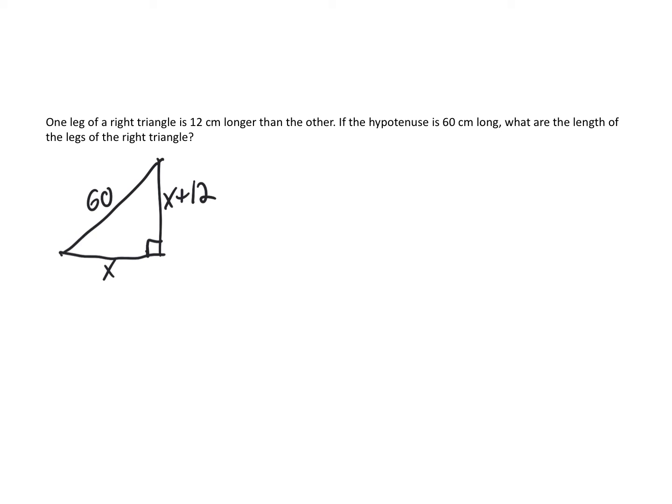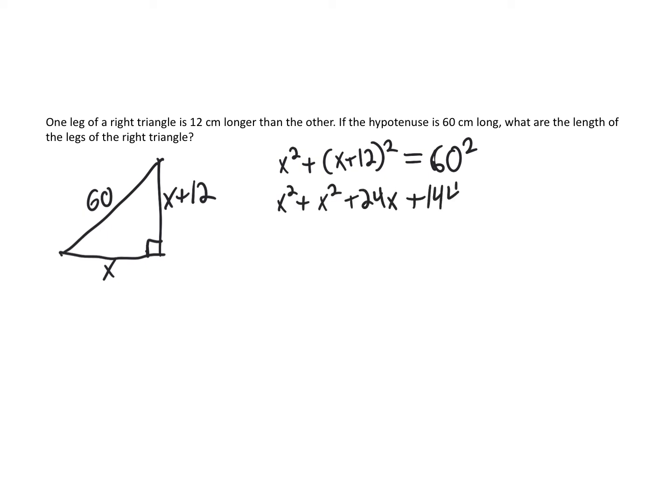From there, we're working with a right angle triangle. We can use Pythagorean theorem. A squared plus b squared equals c squared. Or in this case, x squared plus (x plus 12) squared equals 60 squared. Now, let's simplify this. We end up with x squared plus 24x plus 144 equals 3600.